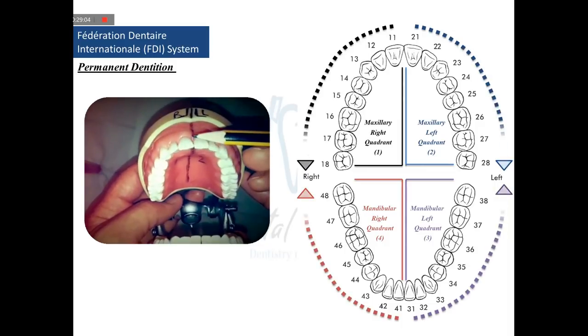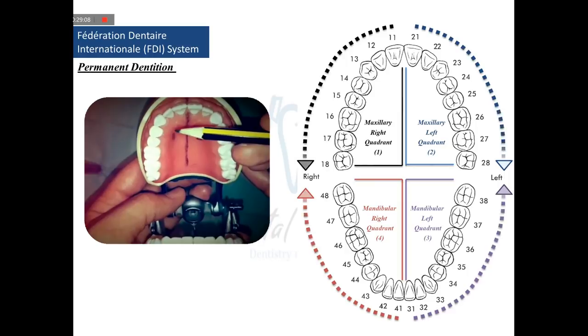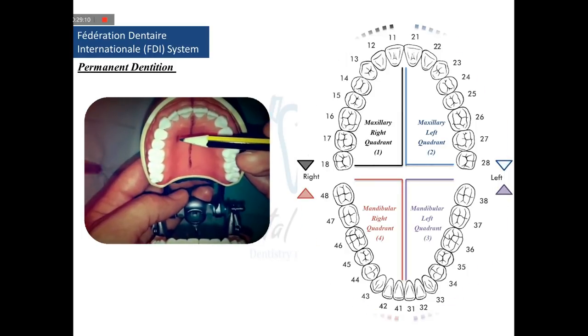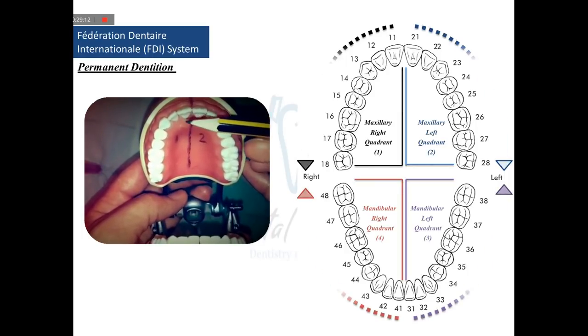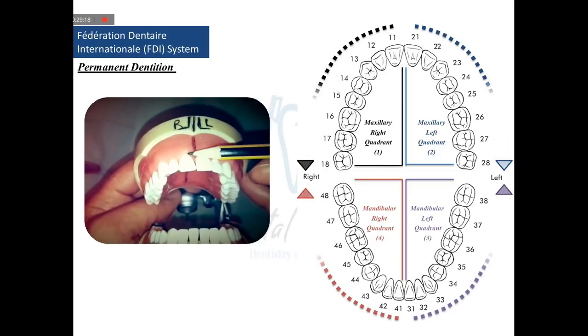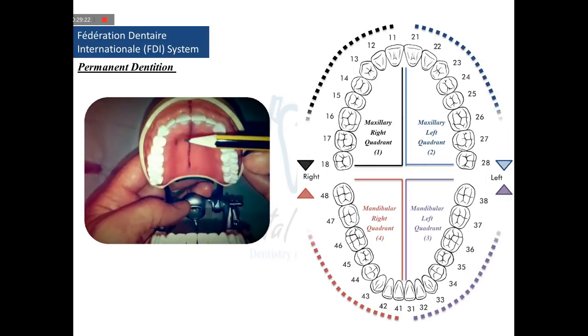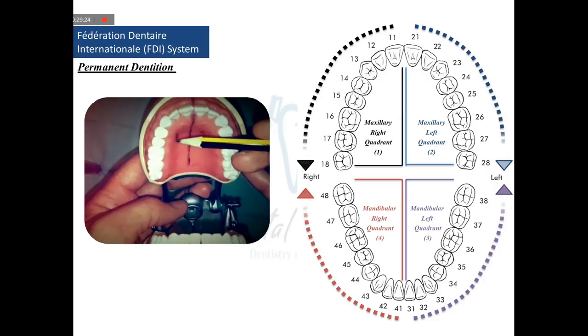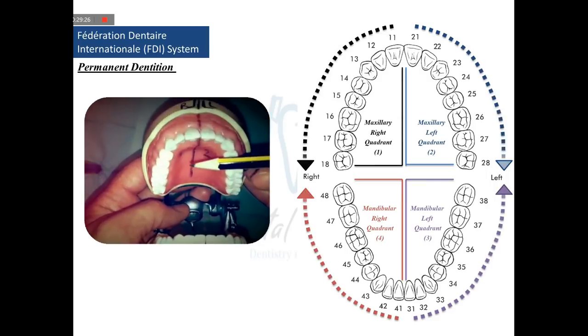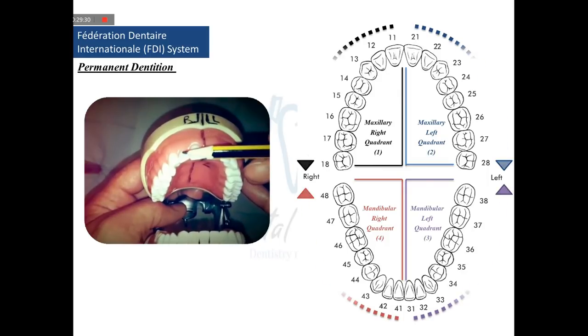from the midline. So the first tooth from the midline is the central incisor. So we will call it 1 for the quadrant number and 1 for the central incisor. 1-1 for the maxillary right central incisor. It's the first tooth from the midline. Then the second tooth from the midline is the lateral incisor. So we will call it 1 for the quadrant number, and as it's the second tooth from the midline, we will call it 1-2.